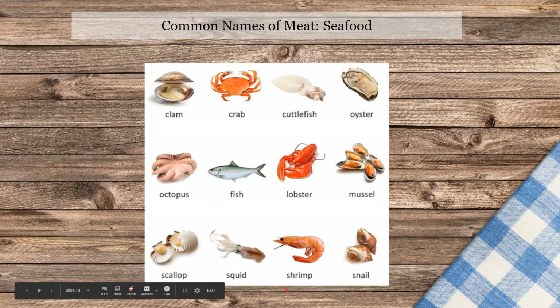Now let's talk about seafood. Clam, crab, cuttlefish, oyster, octopus, fish, lobster, mussel, scallop, squid, shrimp, and snail.